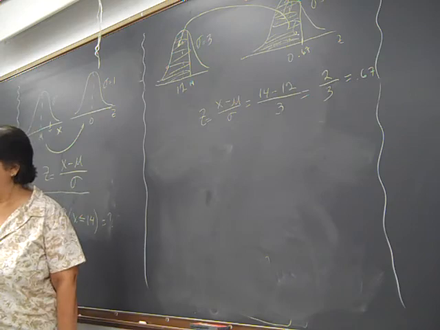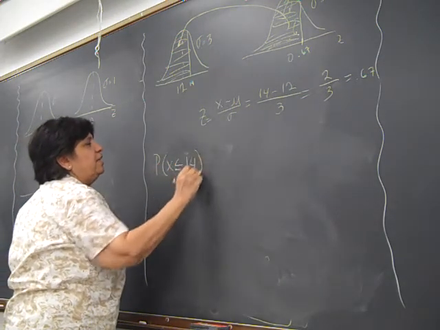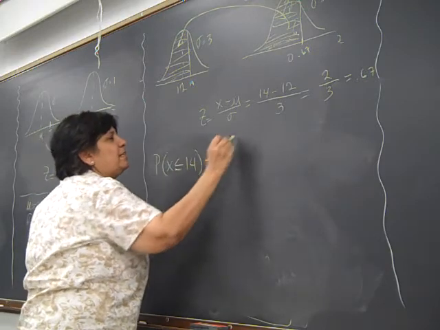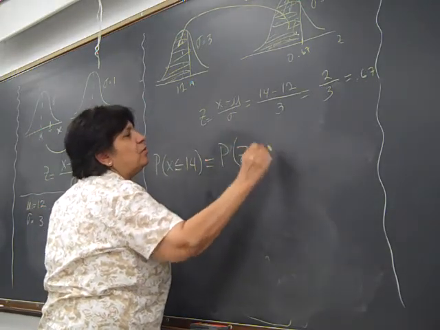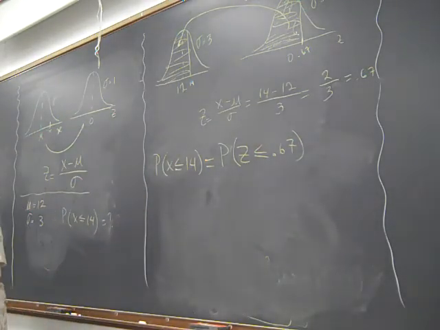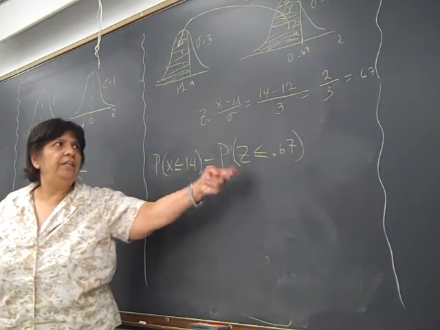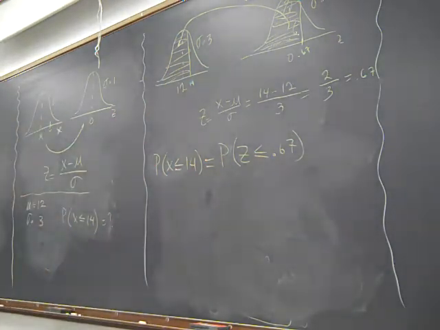So the probability that x is less or equal than 14 is equal to the probability that z is less or equal than 0.67. Remember, Z is how we call the standard normal distribution.